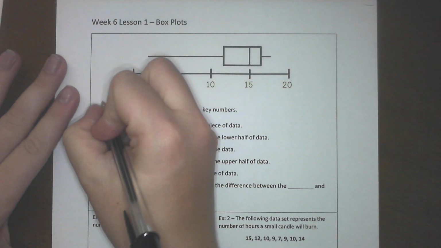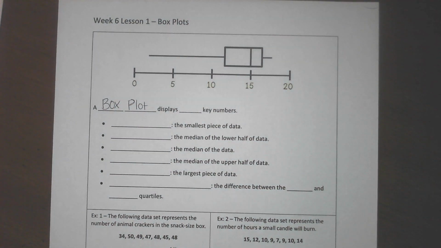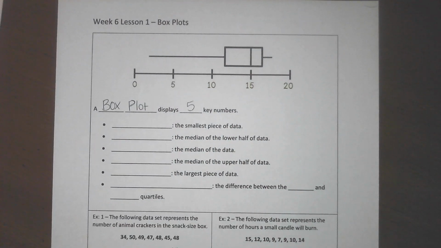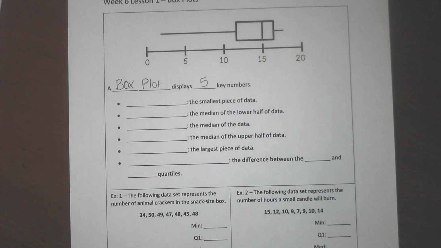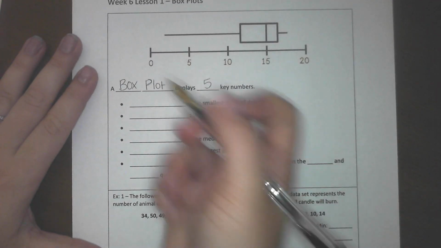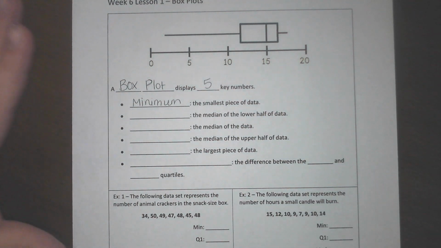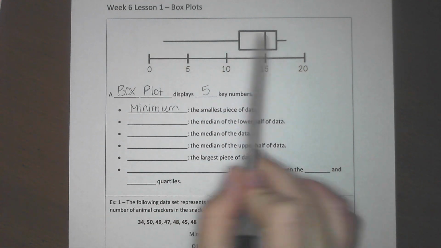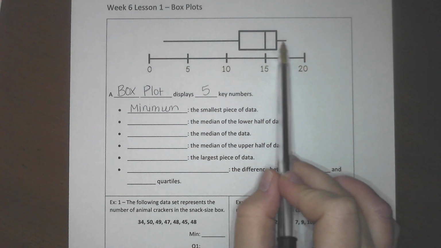So a box plot displays, let's say, 5 important numbers. There's going to be a 6th number that we're going to look for, but it's really about 5 important key numbers here. So the smallest piece of data, this is called your minimum. So when we're looking at the box plot, you're really looking at the whiskers on these two sides. This is your lowest side, your smallest number, and this is your highest or your biggest number.